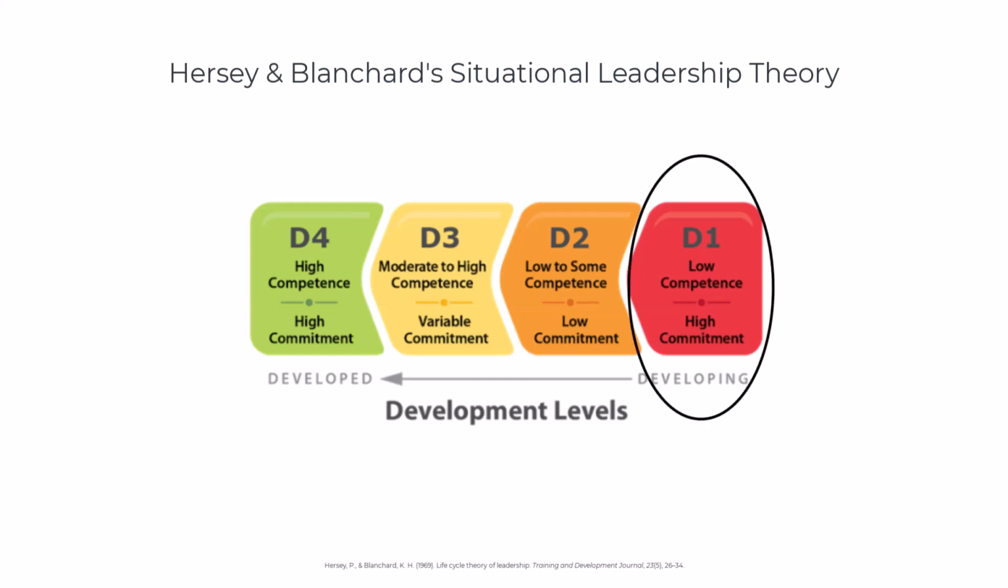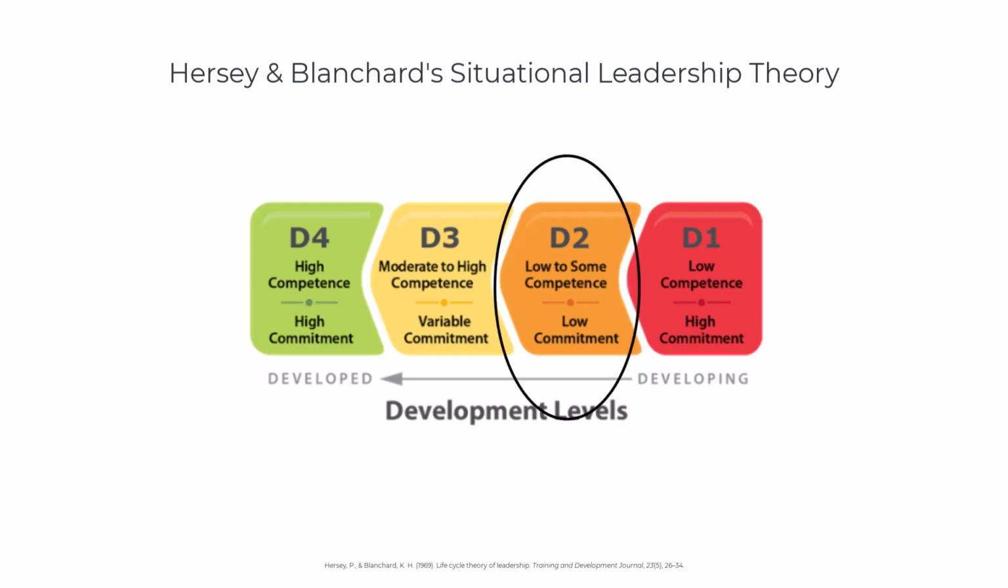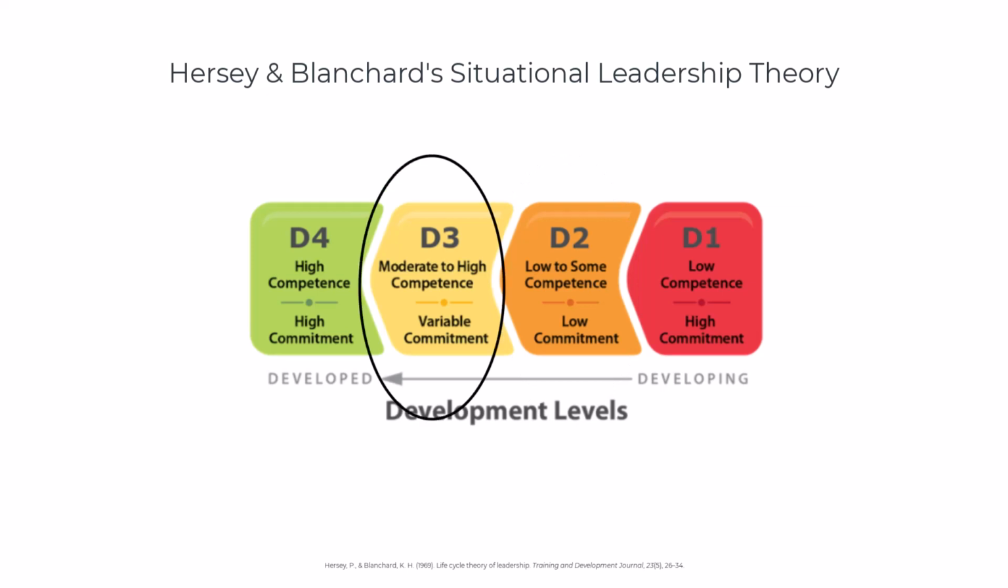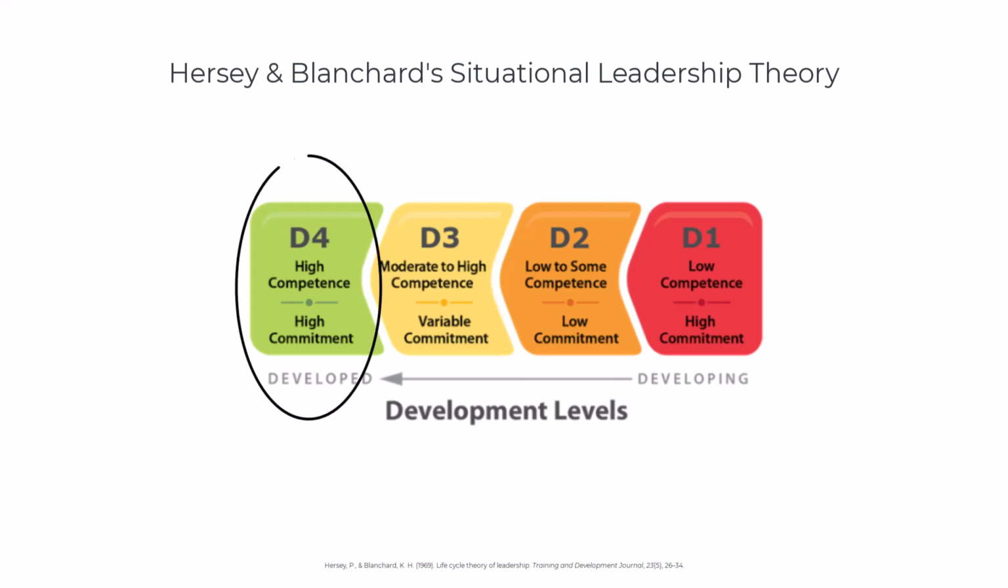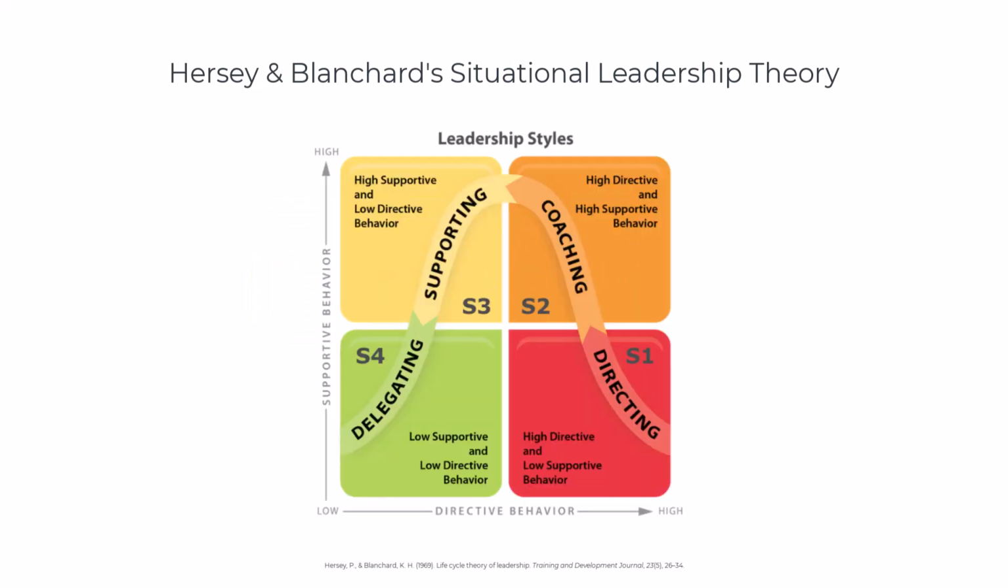D1 followers have low competence but high motivation. D2 followers have some competence but low motivation. D3 followers have moderate competence and moderate motivation. And D4 followers are highly competent and highly motivated. The next step is to identify the corresponding leadership style that's most appropriate for this follower, using the model.